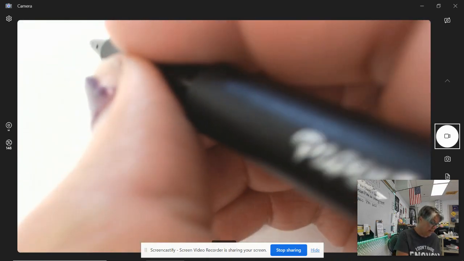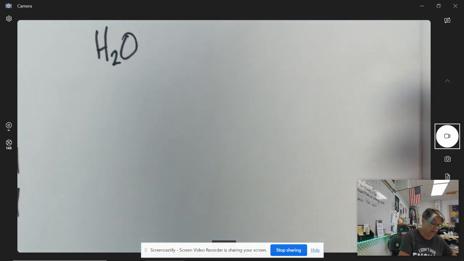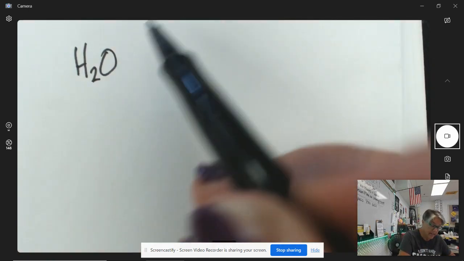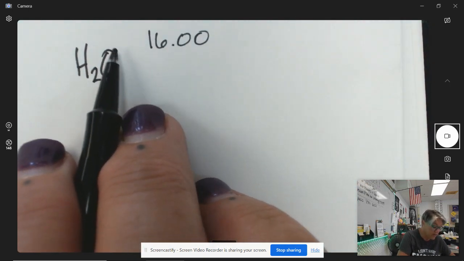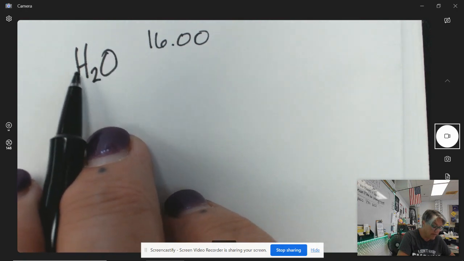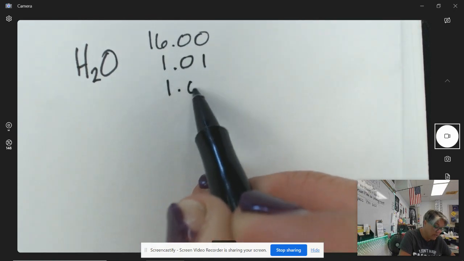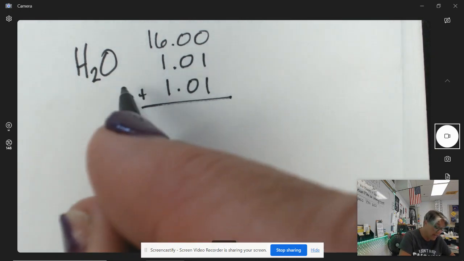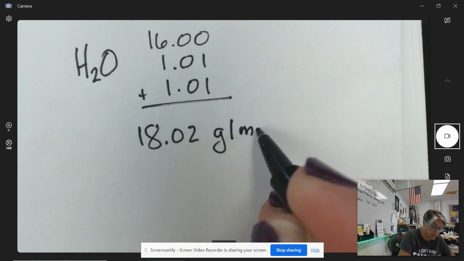If I asked you, what is the molar mass of water? I'm asking you, how much does a mole of water weigh? What's the molar mass of water? You will take the molar mass of a single oxygen, because as we did last time, this is a single oxygen atom, and it's chemically bound to 2 hydrogen atoms. So I'm going to add that to 1, to 1. I'm just adding up my molar masses, and the molar mass of water is 18.02 grams per mole.